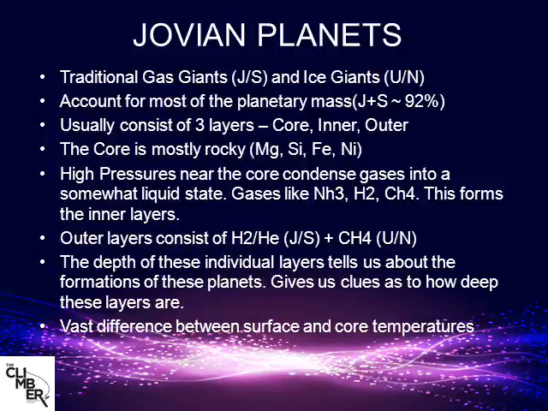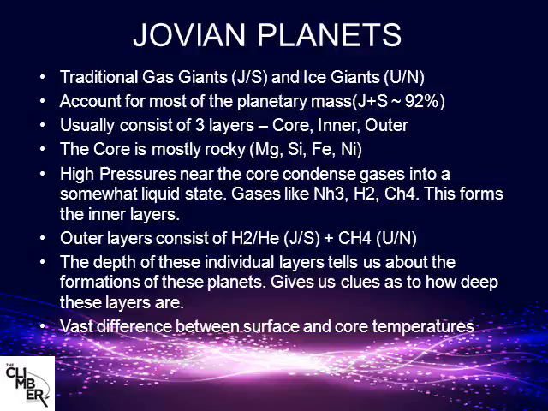So the next set of planets are the Jovian planets. Jupiter and Saturn are the traditional gas giants, and the ice giants are Uranus and Neptune. Jupiter and Saturn alone account for about 92% of the planetary mass of the whole solar system, which explains why they are called gas giants. So they usually consist of three layers: the core, the inner layer, and the outer layer. The core is theorized to be rocky, composed of materials like magnesium, silicon, iron, and nickel. And the high pressures near the core condense the gas into a somewhat liquid state, which makes up the inner layers. And the outer layers consist of helium and hydrogen, and methane for Uranus and Neptune.